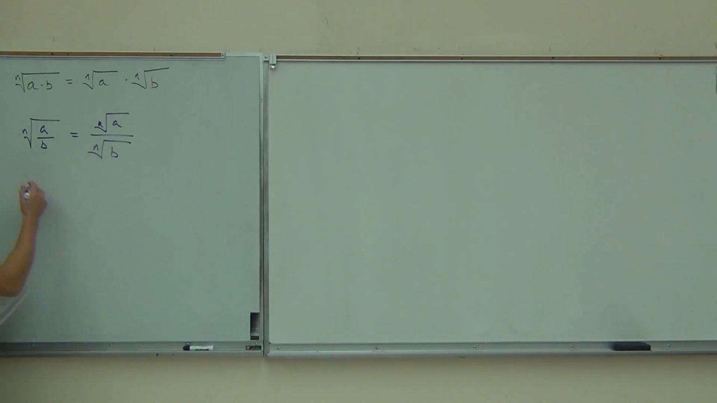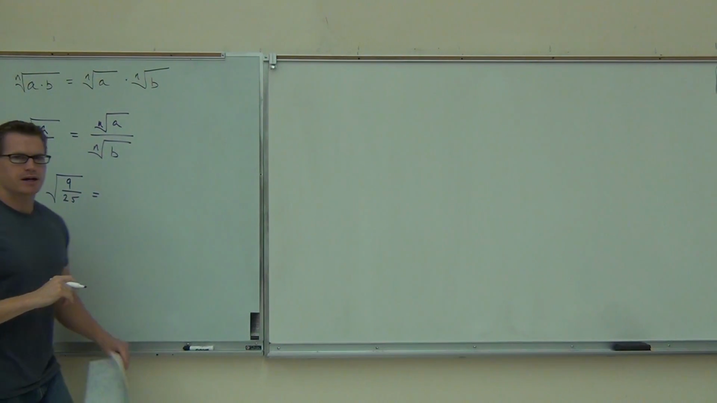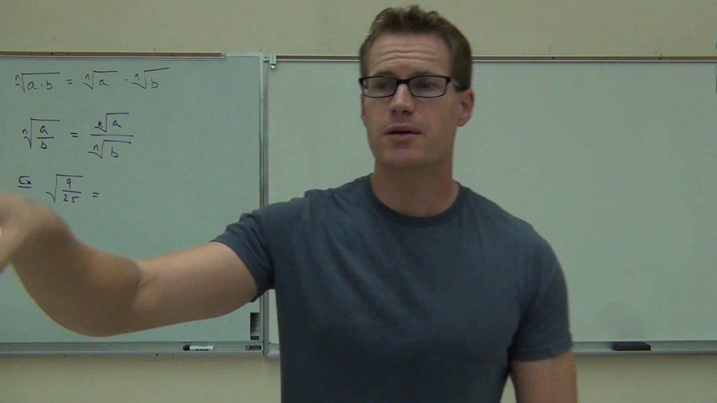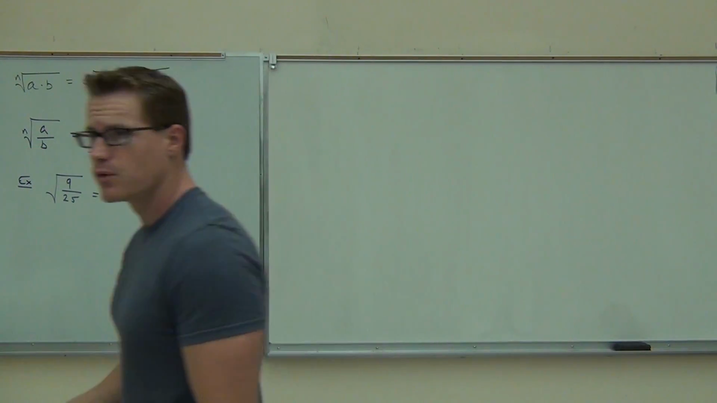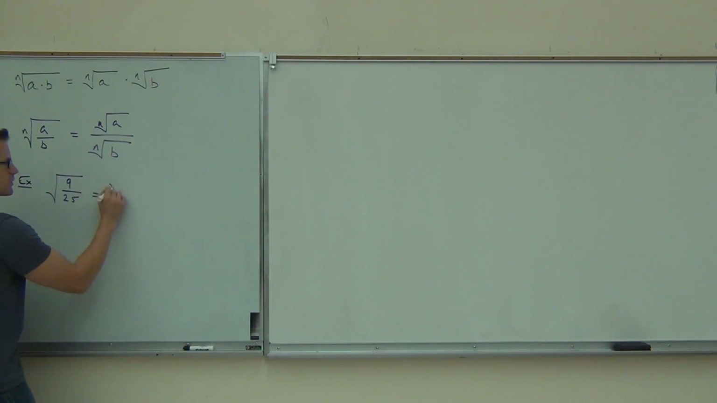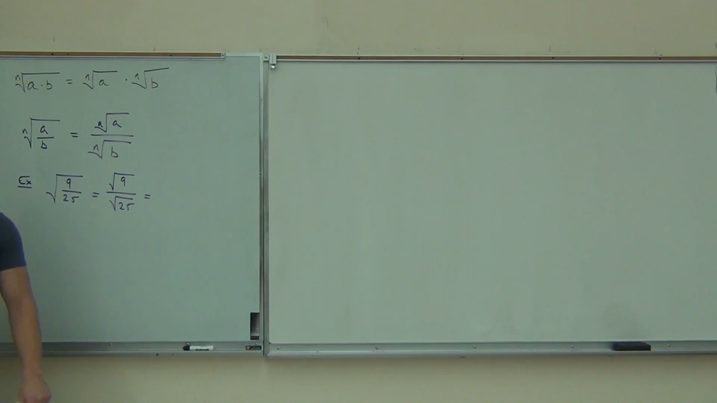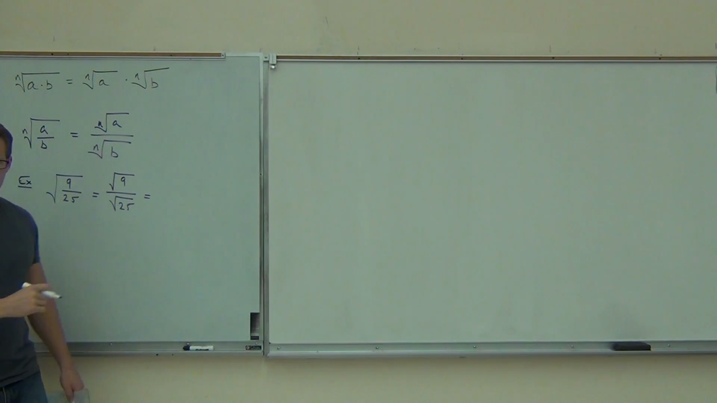For example, if you have something like this, a square root or any other type of root for that matter, let's say it's a square root this time of 9/25. All this says is as long as we take the root of the numerator and the root of the denominator, both of them, we'll be okay. So here we'd have the square root of 9 over the square root of 25. Let's simplify this expression. How much is square root of 9 over square root of 25?